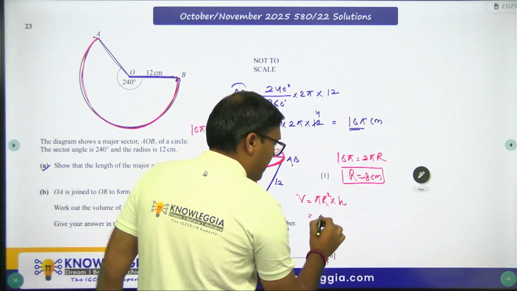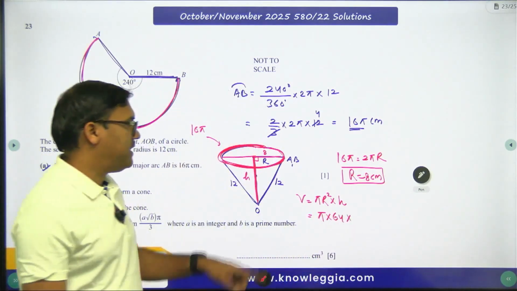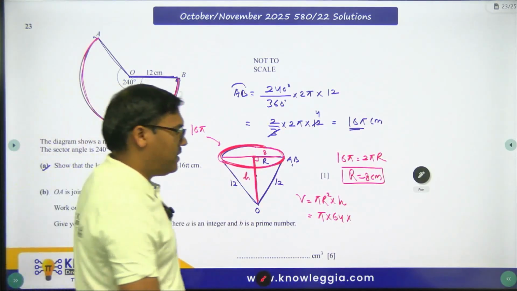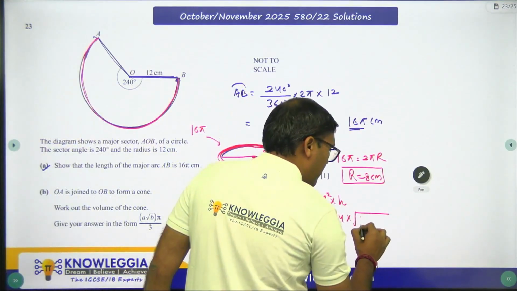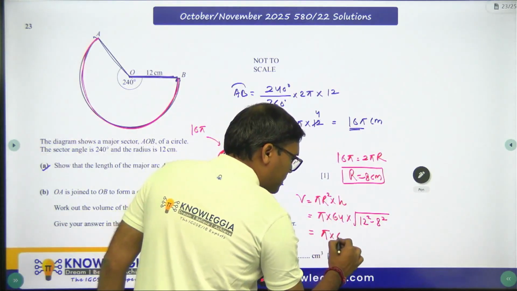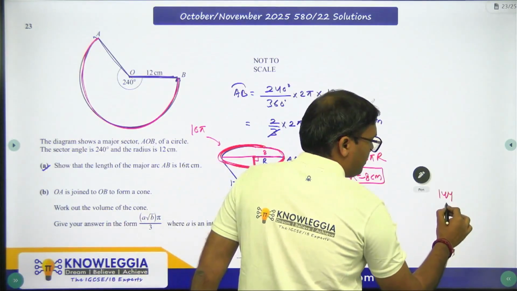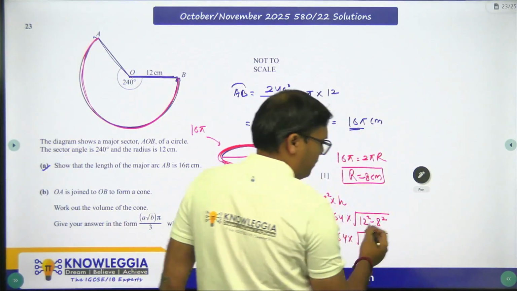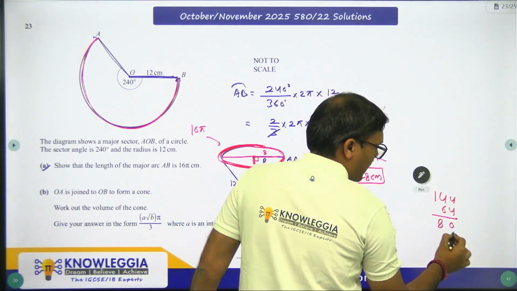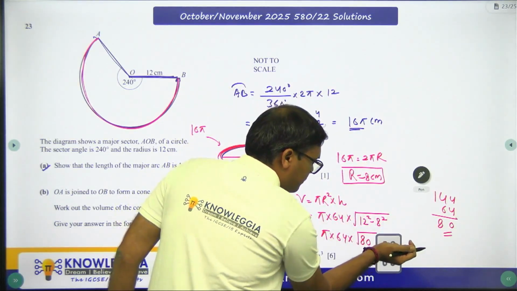So pi r square is 64. What is h? Height you can find by applying the Pythagoras theorem. This is root of 12 square minus 8 square, which is 144 minus 64, which is equal to 80. So this is pi into 64 into root 80, right?